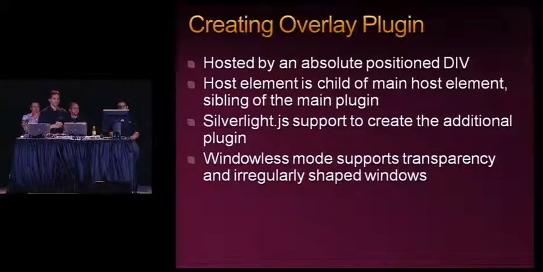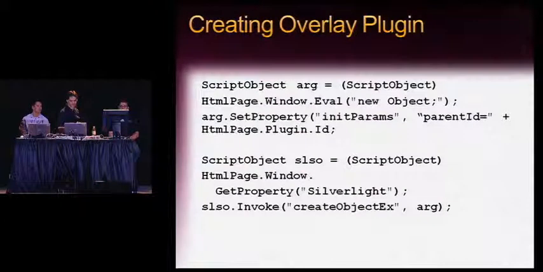Creating it was fairly easy after some research. Basically, we followed the same approach as we followed with the HTML div. Just create another host element, a div element, and we used the support provided by Silverlight.js to create another instance. We used the second plugin, the overlay plugin, in windowless mode, such that it supports transparency, irregularly shaped windows, and it provides a seamless integration. It seems like it's part of the application. They work well together. The code is here. If you ever have to do it, I think it will be useful.